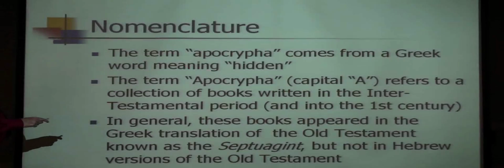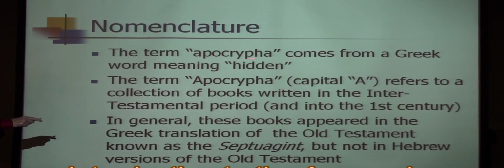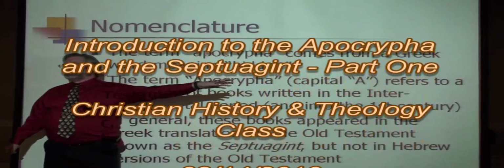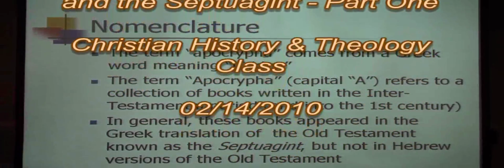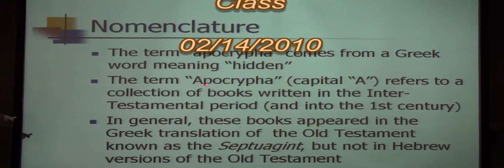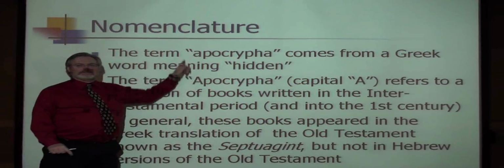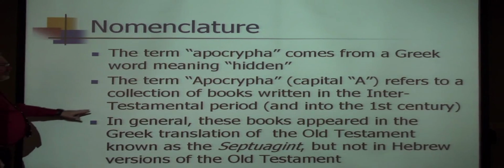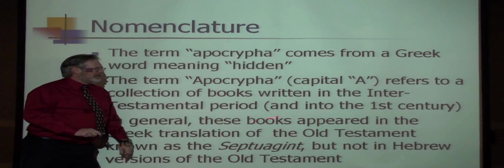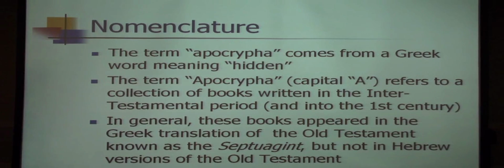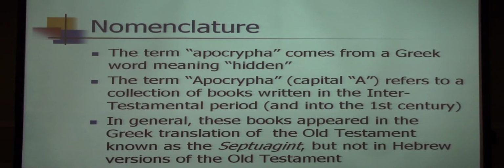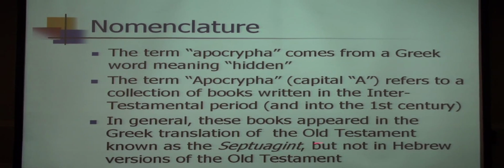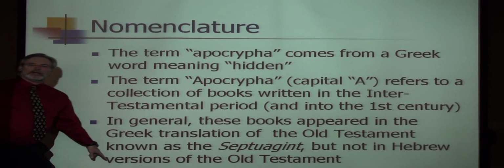So Apocrypha, small a, comes from a Greek word meaning hidden. That doesn't help a whole lot. The term Apocrypha, capital A, notice the difference, refers to a collection of books written in the intertestamental period and going a bit into the first century. In general, these books appeared in the Greek translation of the Old Testament, known as the Septuagint, but not in the Hebrew versions of the Old Testament.